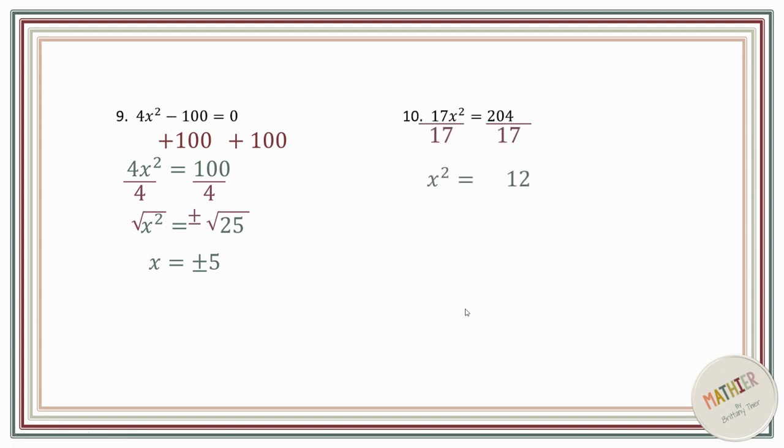For number 10, divide both sides by 17. We get x squared equals 12. Take the square root of both sides, remember plus or minus. 12 does have a perfect square factor of 4. We can break that down into 4 times 3. And the square root of 4 can be simplified to 2. So our final simplified answer is x equals plus or minus 2 root 3.